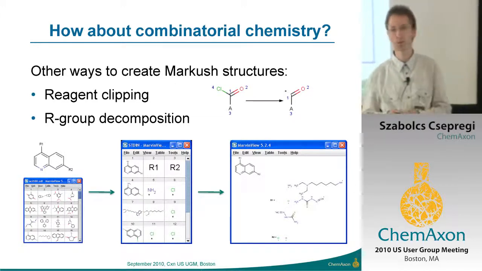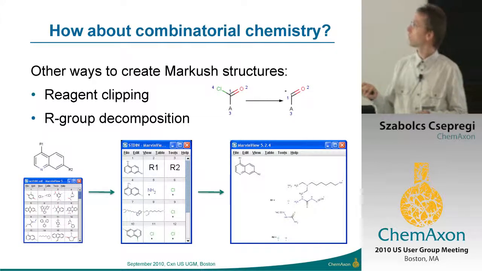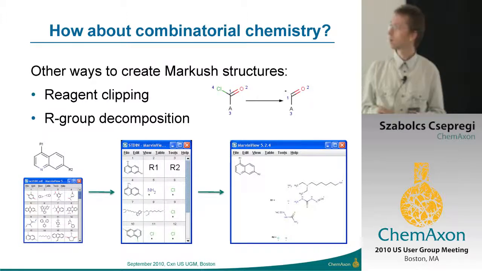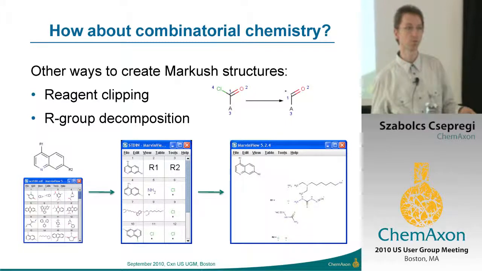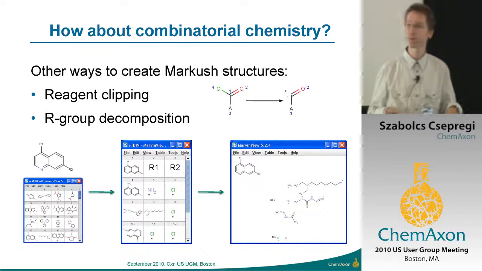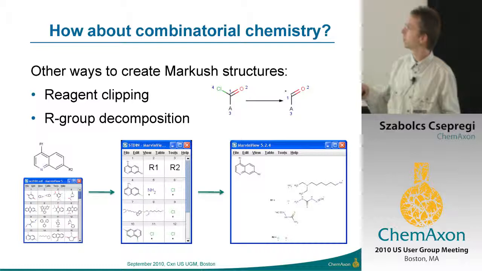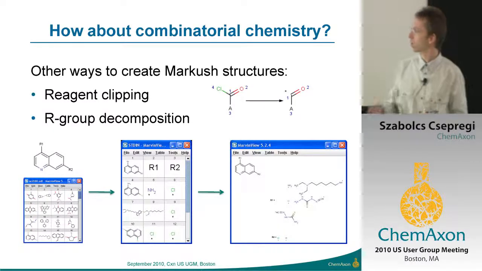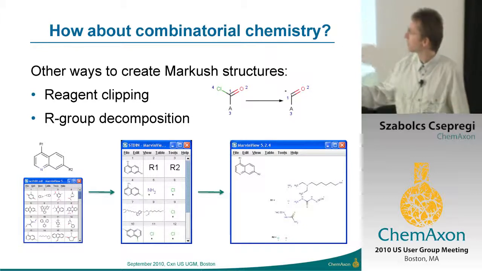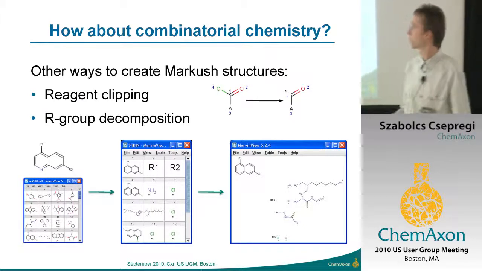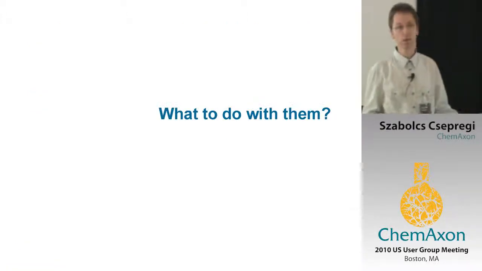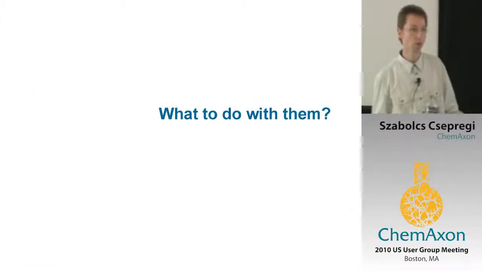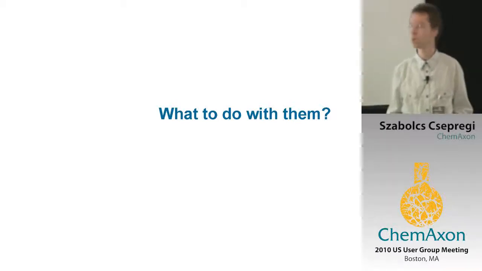scaffold and so on. Another way is R group decomposition, and here we don't start from a reagent library, but we start from a full molecule library. We do an R table first, a decomposition, and then turn this R table into a Markush structure by simply taking the definitions for R1 and R2 and so on. So, okay, now we've got the Markush structures. Let's see what we can do with them.